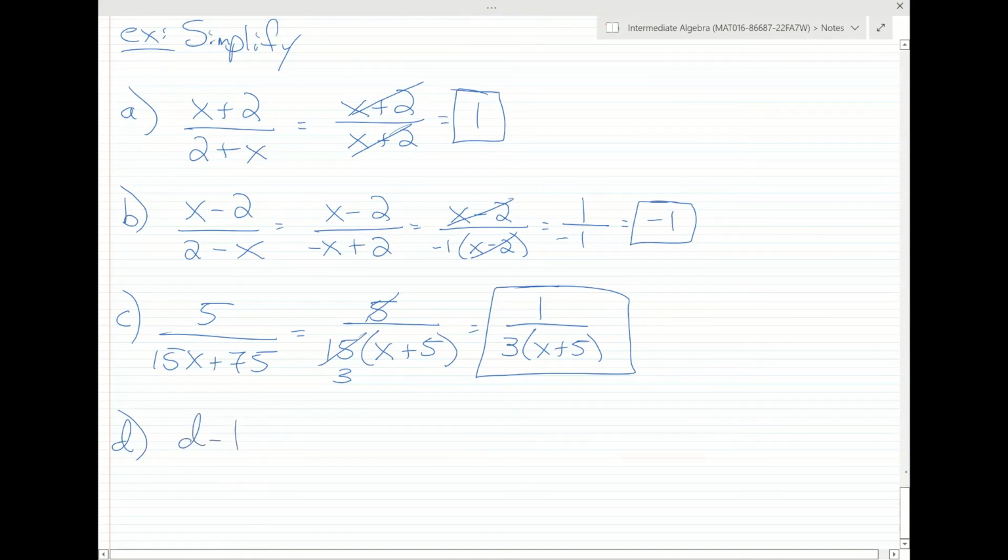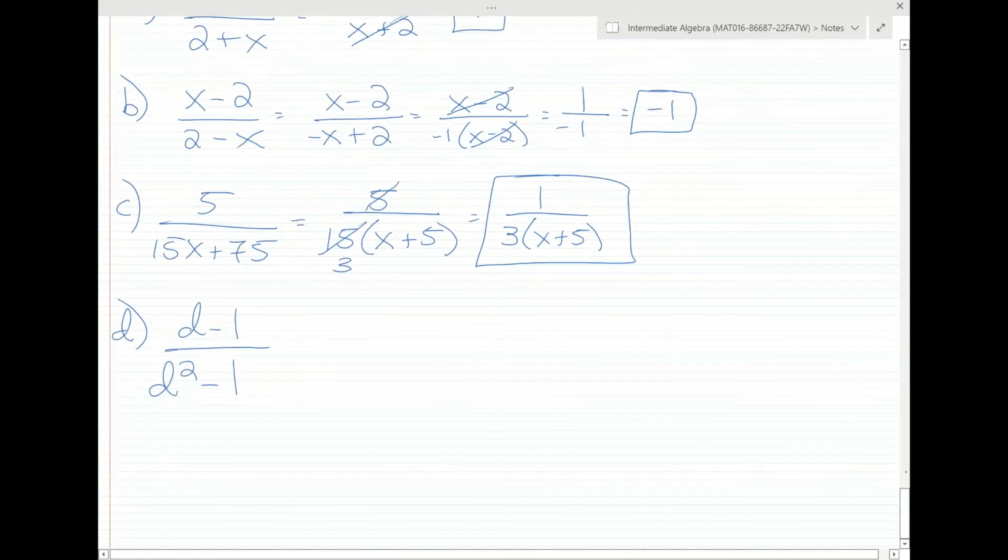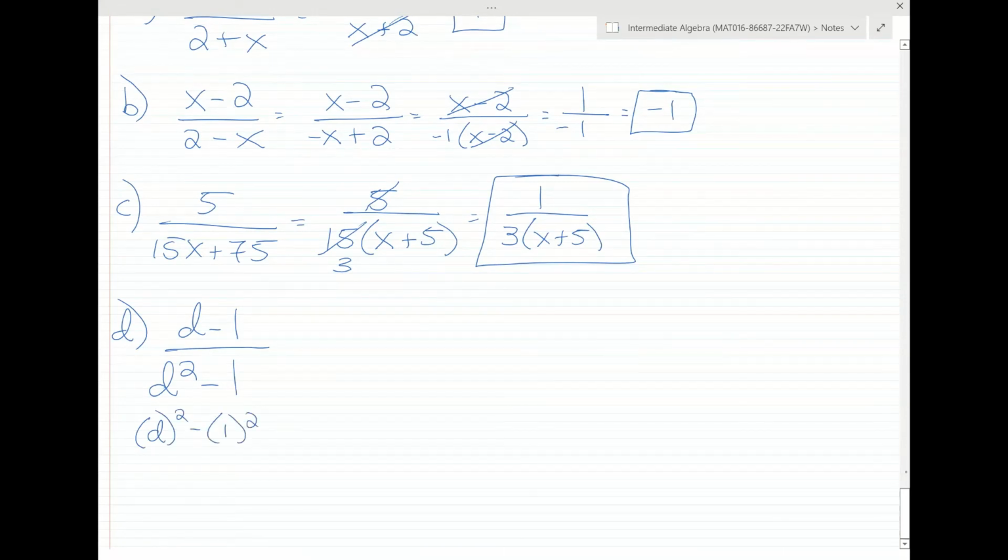What about d minus 1 over d squared minus 1? Now, we saw a problem like this in our last class together, where we were talking about factoring special cases. And when you factor special cases, this is the same thing as d squared minus 1 squared, or d plus 1 times d minus 1. We talked about this in the last section. Remember doing that? What we finished up with. Well, this is the same thing as this. So we're just left with 1 over d plus 1.